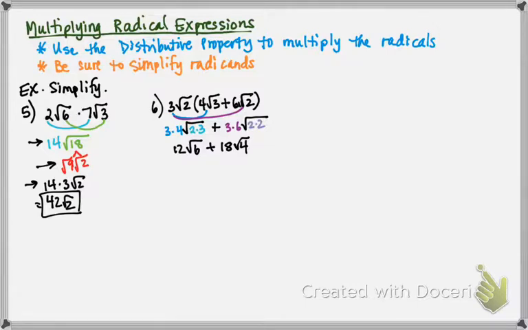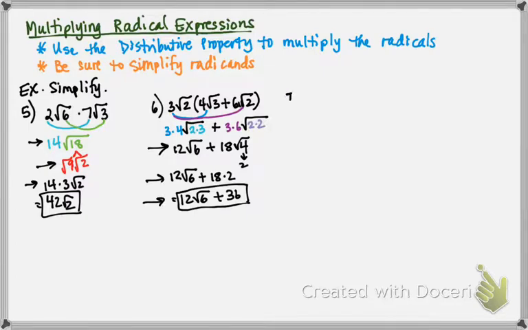So I can't simplify radical 6, but I do know what radical 4 is. The square root of 4 is 2. So that's actually 12 radical 6 plus 18 times 2, which is 12 radical 6 plus 36. Can't simplify because there's no radical on the 36. So again, I should see this guy, and then the answer, of course.